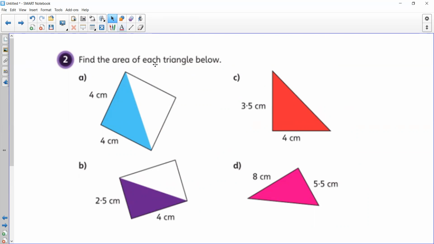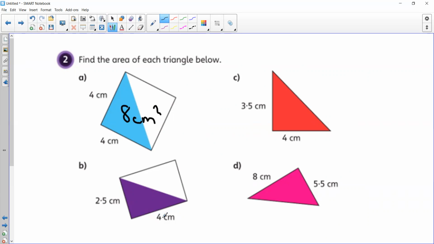Nice and easy then. So this one, I'm just going to draw the answer when I get my pen out. There we go. So 4 times 4 is... 4 times 4 is 16. Divide it by 2 then is 8 centimeters squared. That's the area of the triangle.